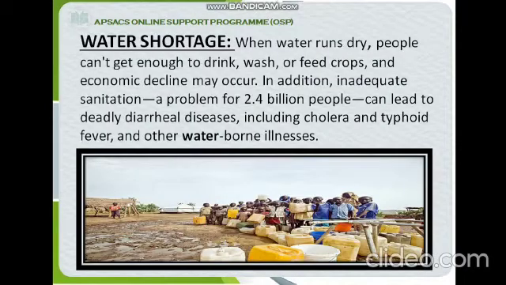Water shortage. When water runs dry, people cannot get enough to drink, wash or feed crops and economic decline may occur. In addition, inadequate sanitation, a problem for 2.4 billion people, can lead to deadly diarrheal diseases including cholera and typhoid fever and other waterborne illnesses.